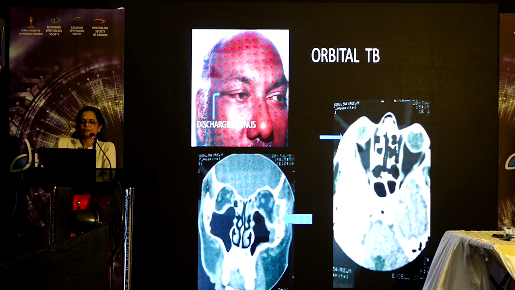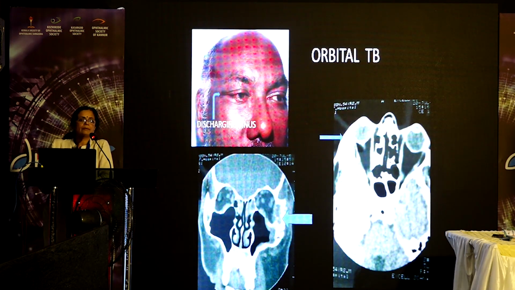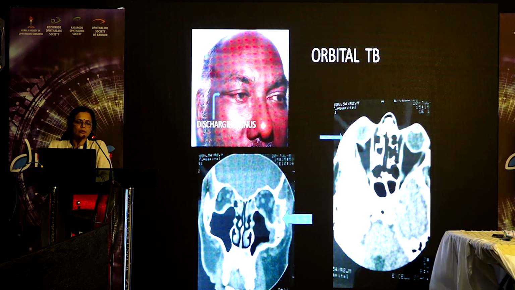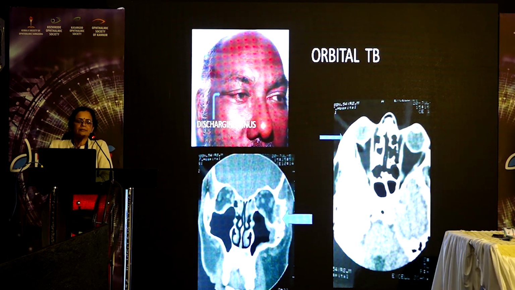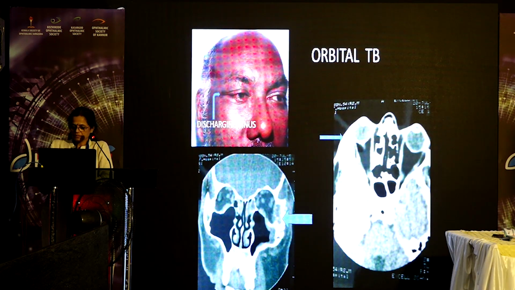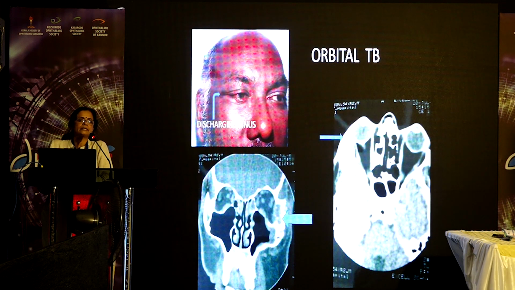So this was a case of a very bone-eroding mass. This was many years back. The CT is not that clear. A bone-eroding mass with a soft tissue component. The zygoma bone is almost totally destroyed, and there was a discharging sinus at his lateral canthus. This was biopsied, and it turned out to be orbital tuberculosis, and it completely resolved with anti-TB drugs.